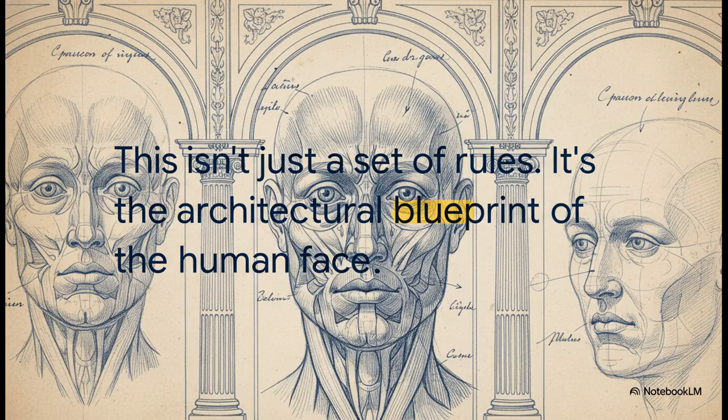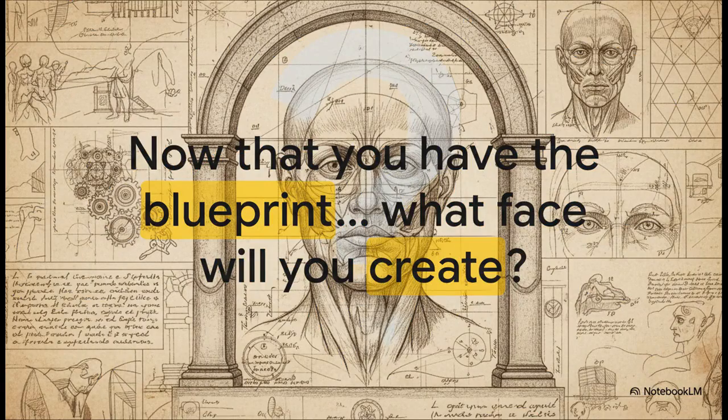So, here's the most important takeaway. What we've just unpacked, this isn't just a collection of random drawing tips you have to memorize. It's the fundamental, underlying architectural blueprint of the human face. Once you really understand the structure, you can build any face you can possibly imagine right on top of it. So now, you have the system. You have the code. You have the blueprint. The only question left is, what face are you going to create with it?